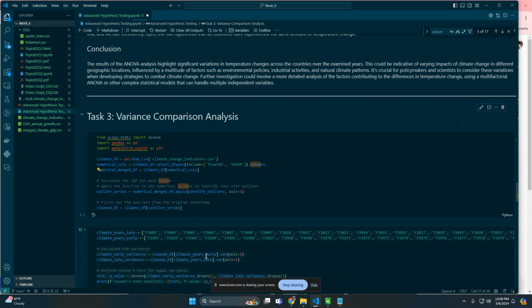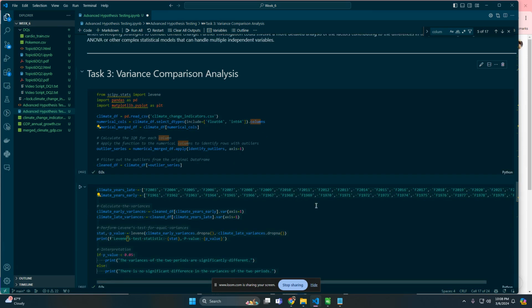So we're wrapping up this advanced hypothesis testing assignment by looking at variance comparison analysis and drawing our overall conclusions down at the bottom. So let's just jump right in. I decided to do climate change and indicators between two periods, the first 20 years of the dataset and the last 20 years of the dataset, which ended in 2002.